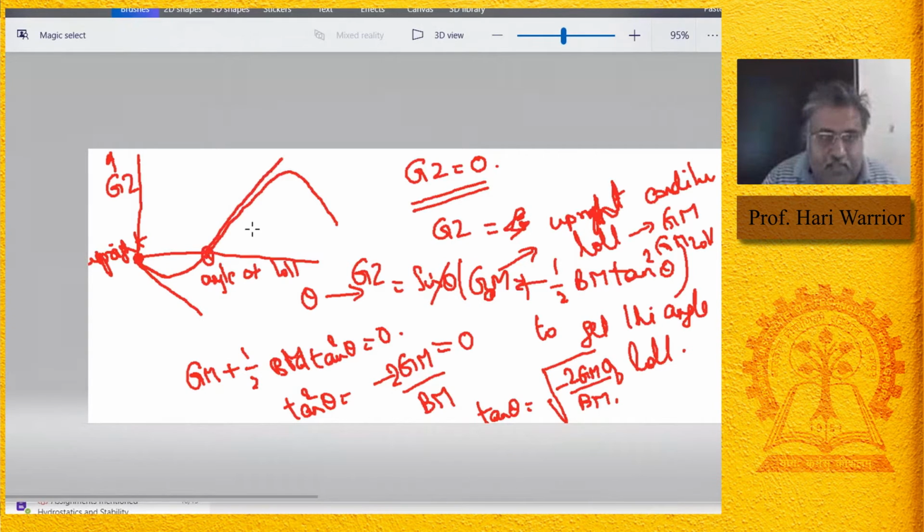Taking a distance of 1 radian from this, and then drawing a vertical, you will get this distance.